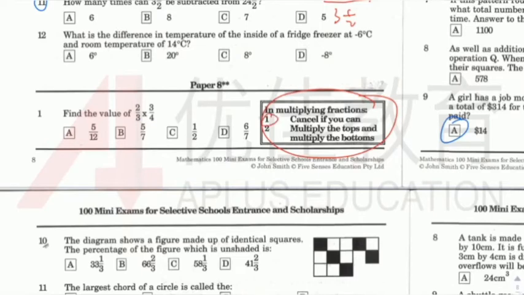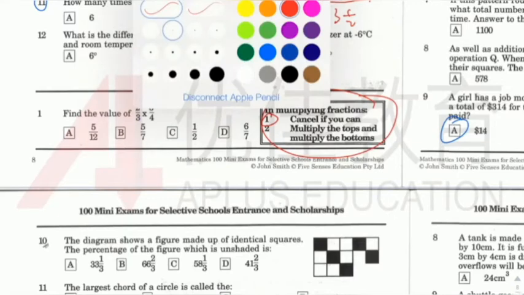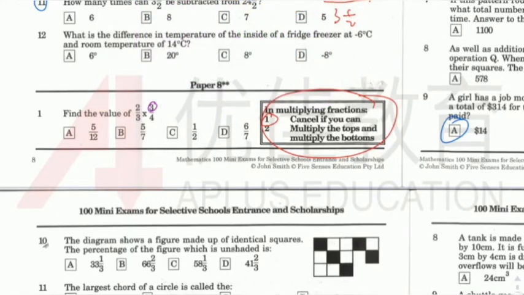Let's go for the first step. Cancel if you can. So you can see we've got 3 on the top and we've got 3 on the bottom. Therefore, we can cancel these 3. That leaves us with 2 and 4.